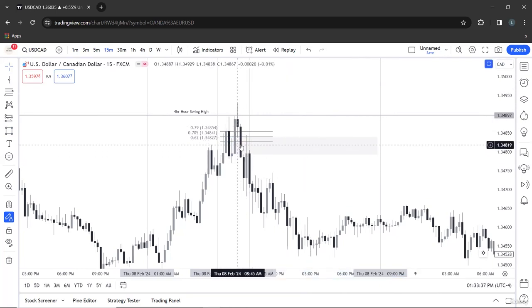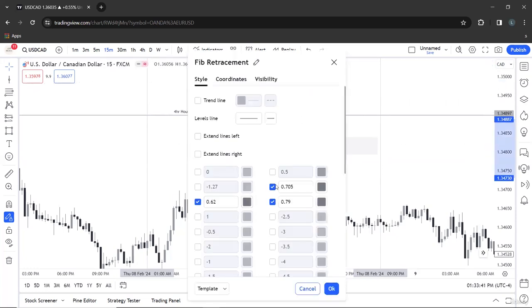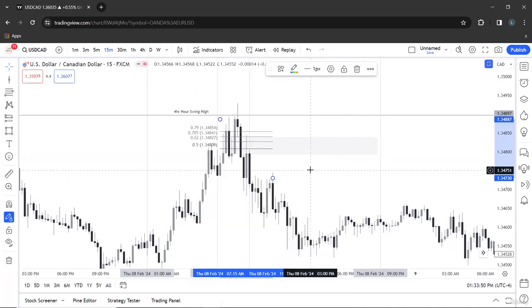This is a situation where, if I turned on the 0.5, you would see that the fair value gap also sat above equilibrium, right? So this is an area above equilibrium, an area where price needs to get to before it can sell.